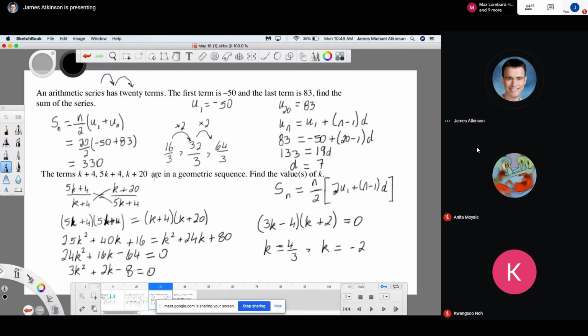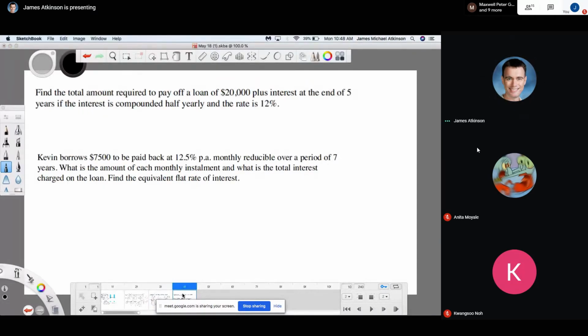Okay. Last couple of problems are here. And while these could be done algebraically, they do lend themselves extremely well to the finance app on your calculator. So I'll show you how to do the first one in a formulaic way, but then we'll talk about calculator methods for both of these problems, and then we'll finish.